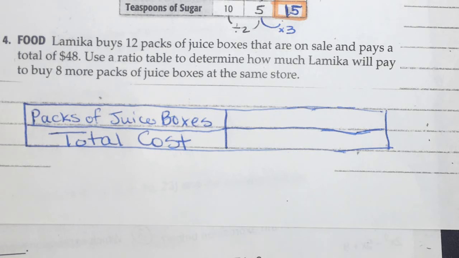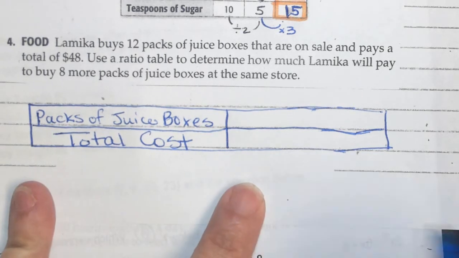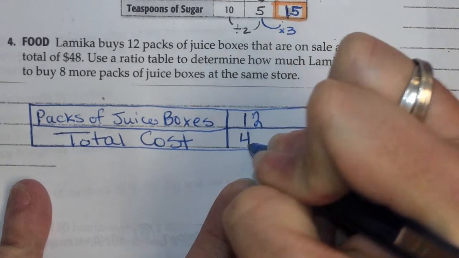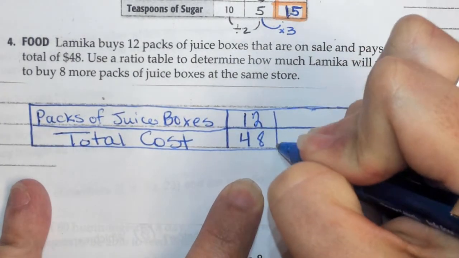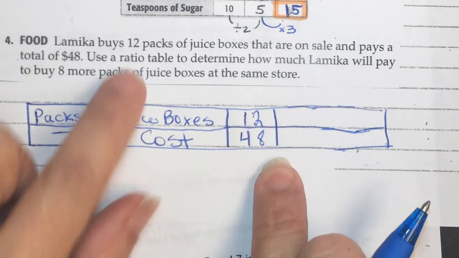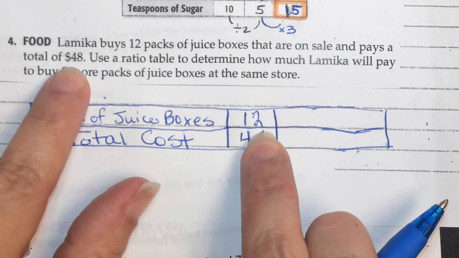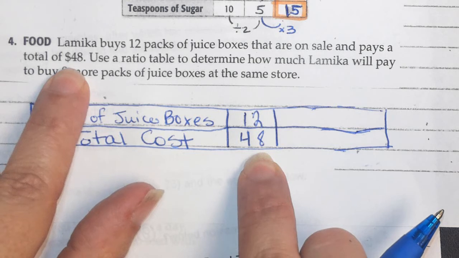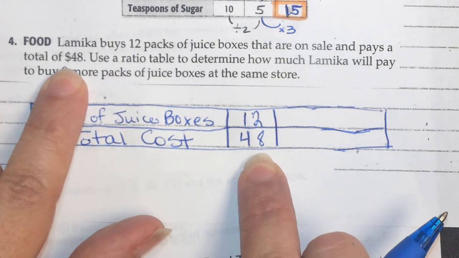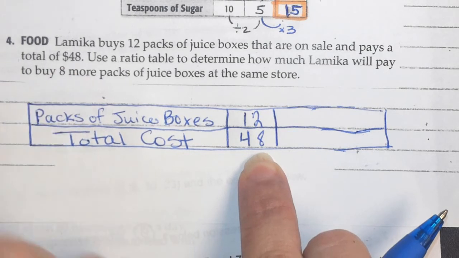Okay, we have to know what our numbers stand for. That's the whole thing about a table. So how many packs of juice boxes? 12, and their cost was $48. I'm pulling the numbers right here: 12 packs to $48. See where I got the numbers, right? I'm not making them up out of the sky. Now, here's the last part.